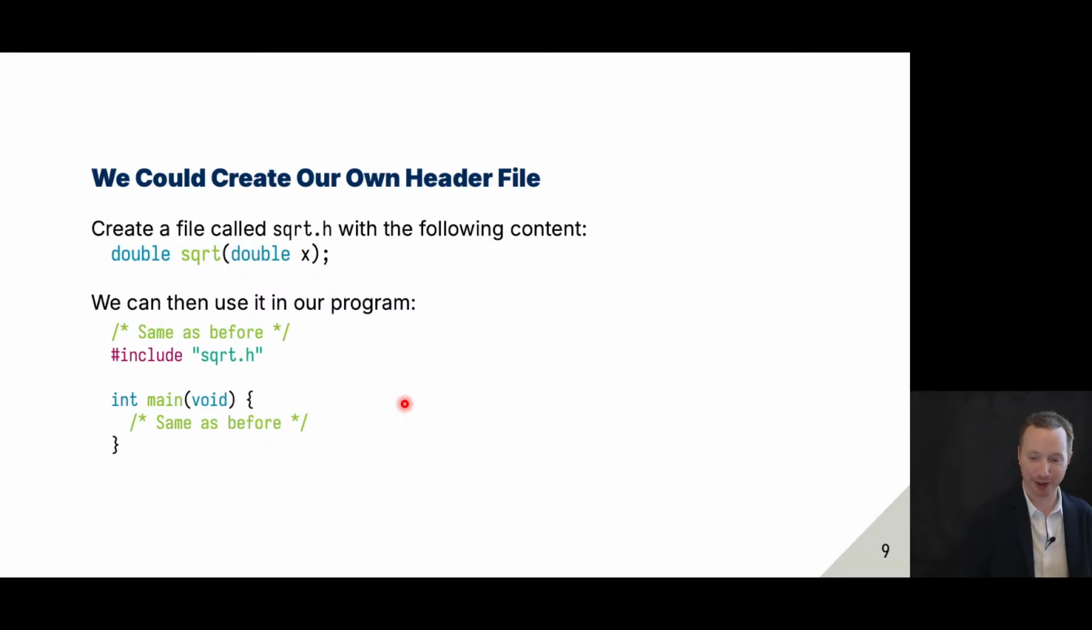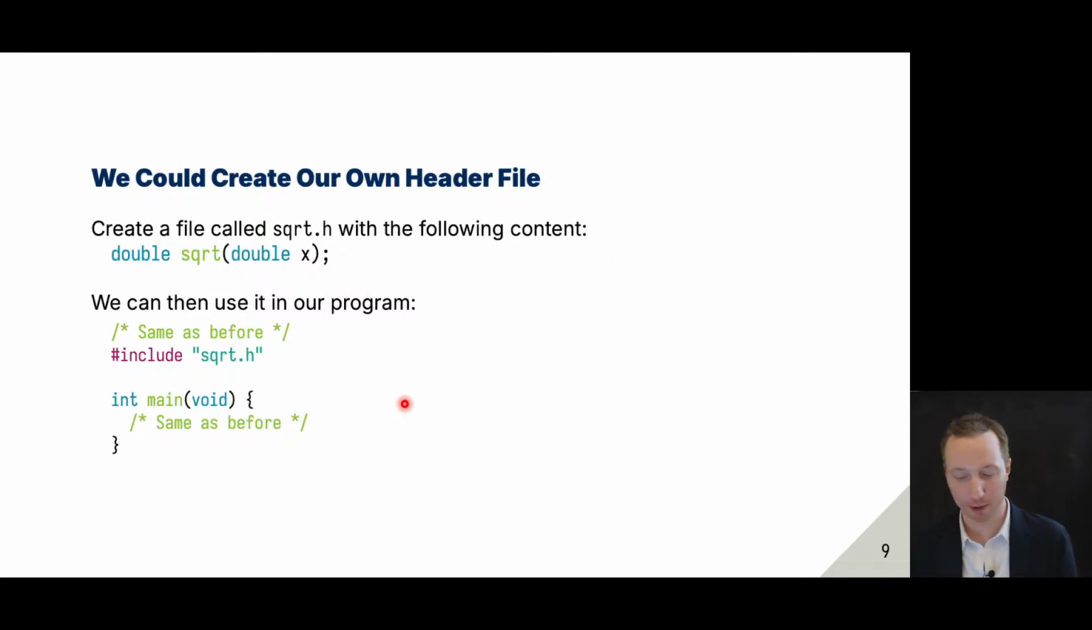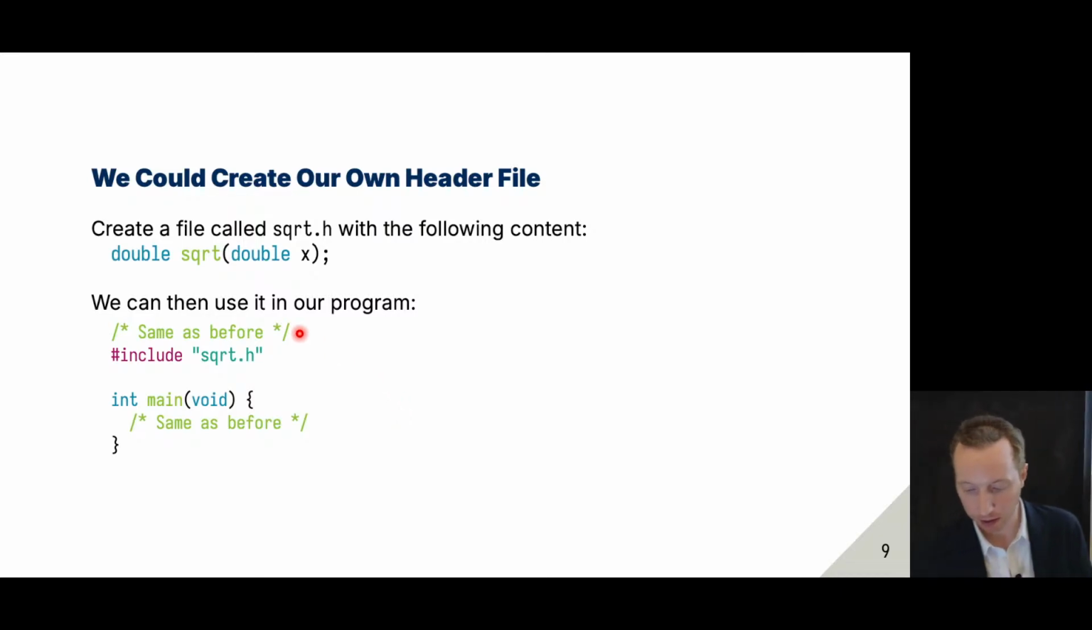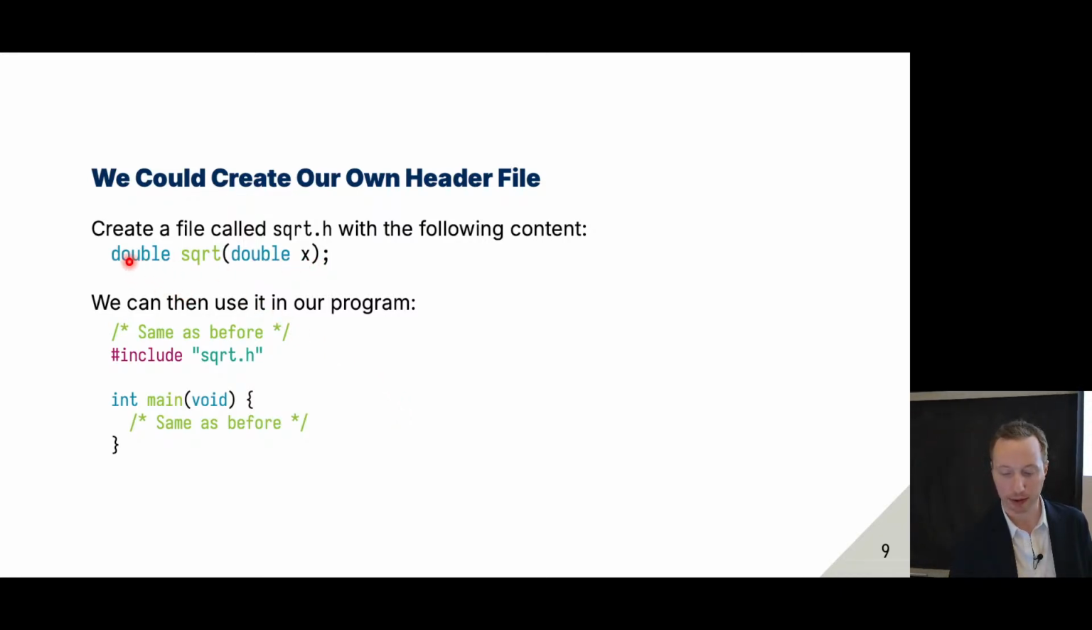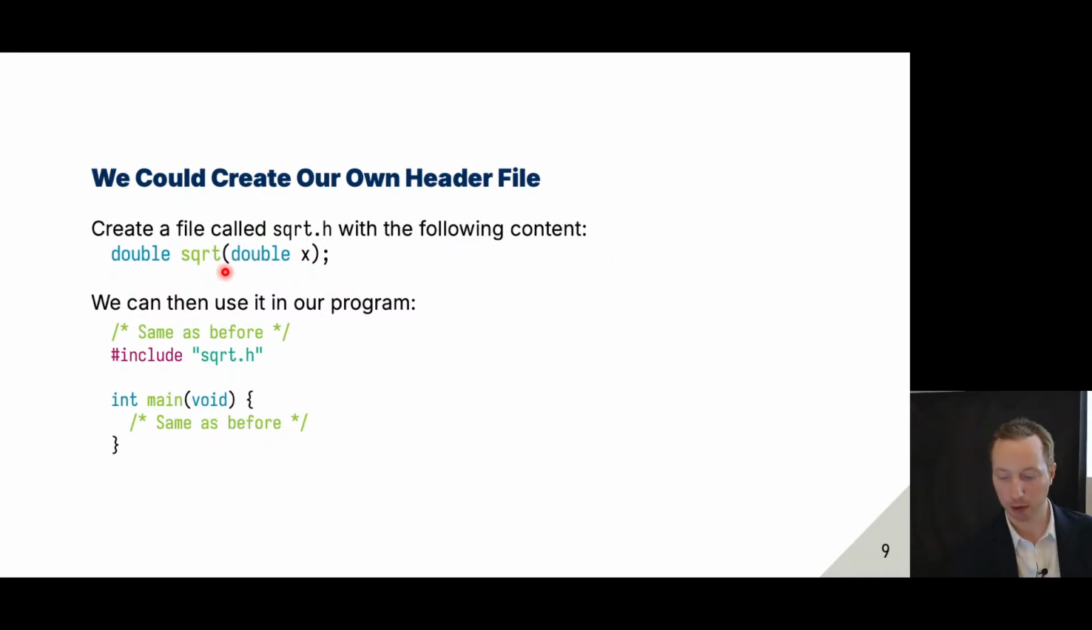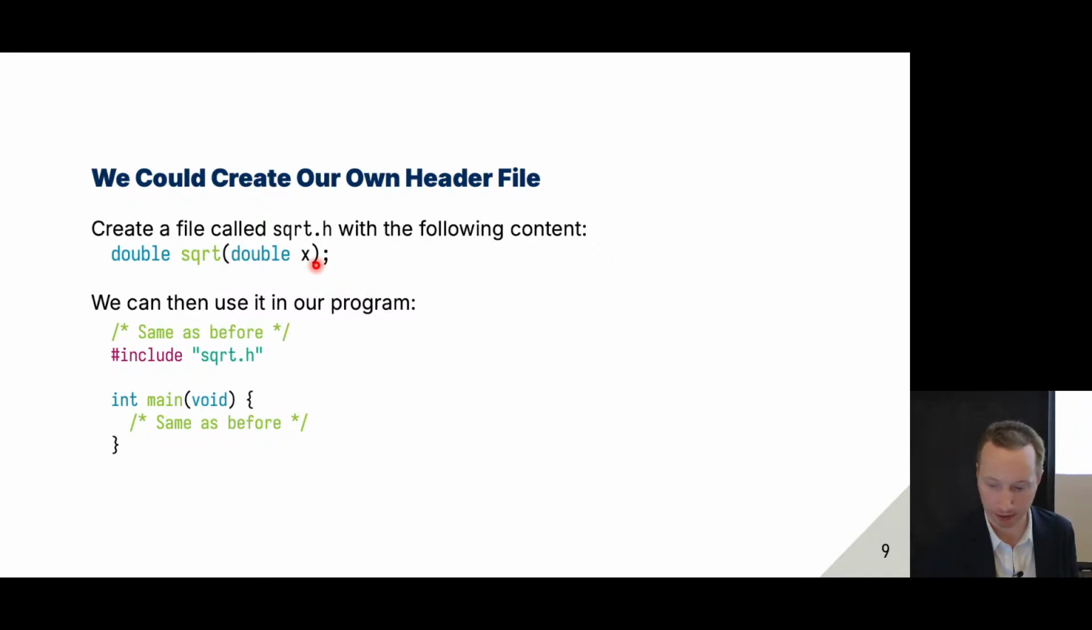So here is some of the extra stuff. If we wanted to, we could create our own header file. For example, the math.h header file is going to contain something that looks exactly like this. It's going to contain the function prototype for square root. So it's going to be like double square root, double x. It may or may not have the x there, depending on how nice they are.